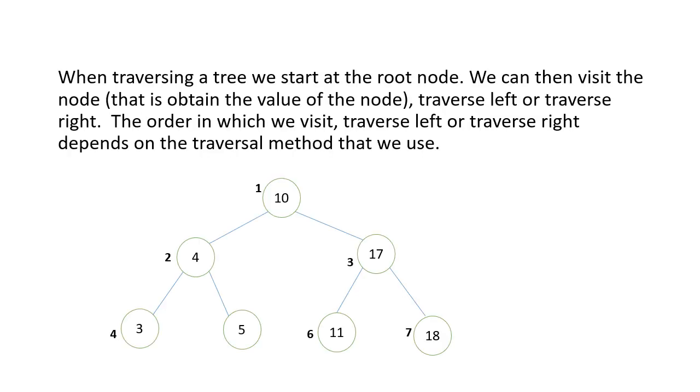We're going to look at tree traversal algorithms. When traversing a tree, we start at the root node. So this is node number 1, which has a value of 10 at its node. You then visit the node, traverse left or traverse right, and the order in which you do those three things depends on the traversal method that we use.